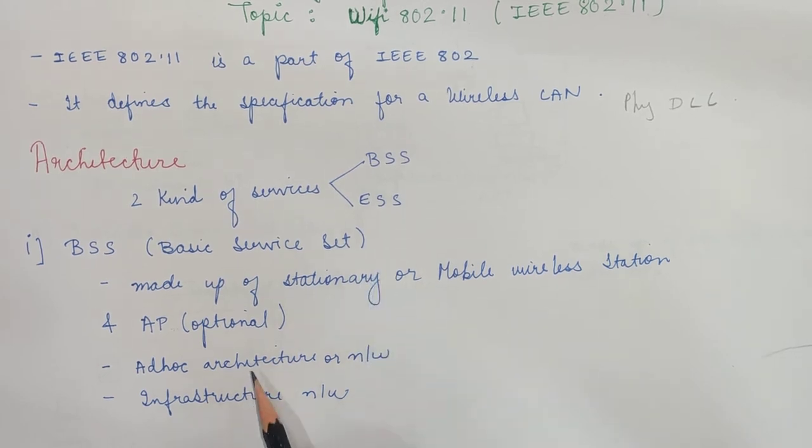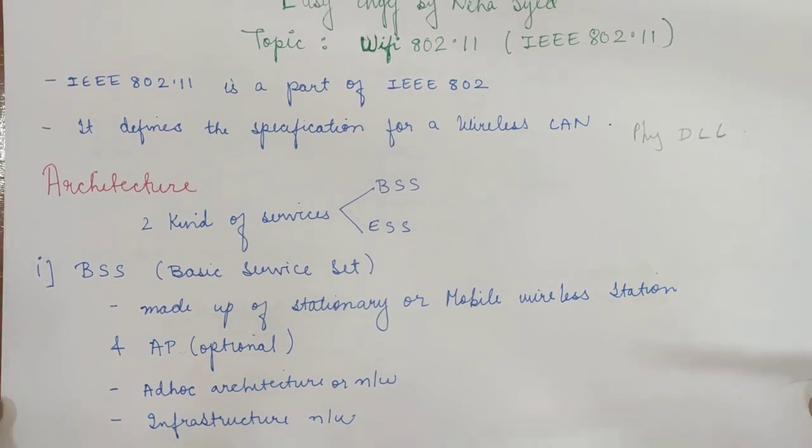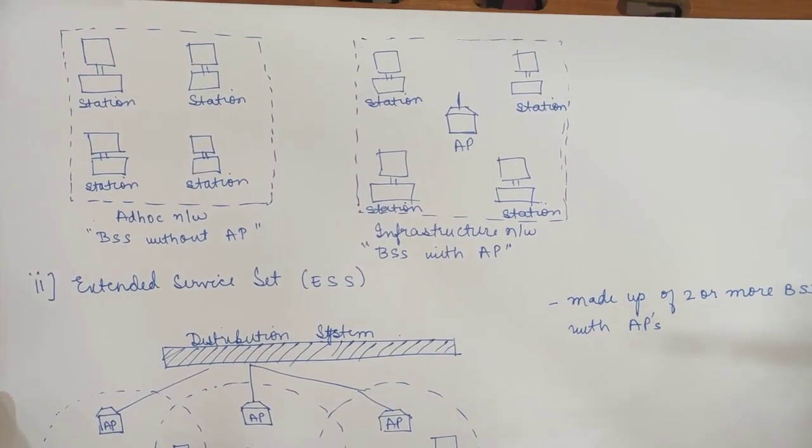This kind of network is known as an ad hoc architecture or ad hoc network. Whereas in an infrastructure network, what happens? It is a BSS with an AP, and it can communicate via the AP and can communicate to other base stations also. So this is the basic service set. We will see a basic diagram for it, so that you can understand more clearly what I was trying to tell you.